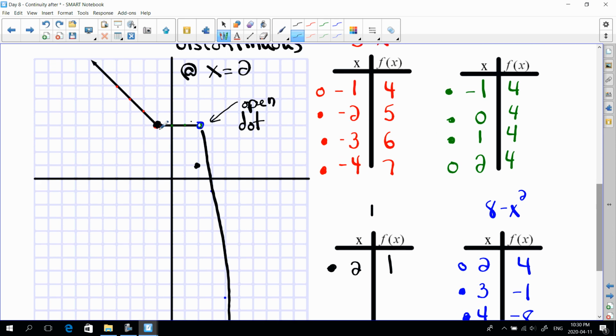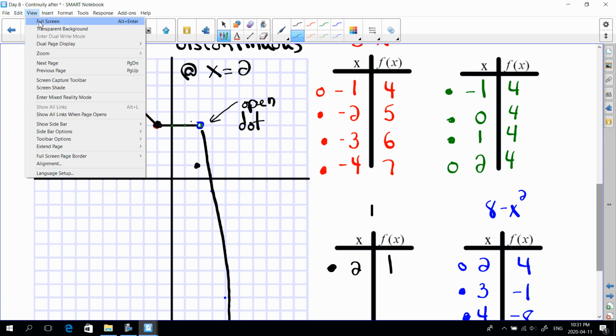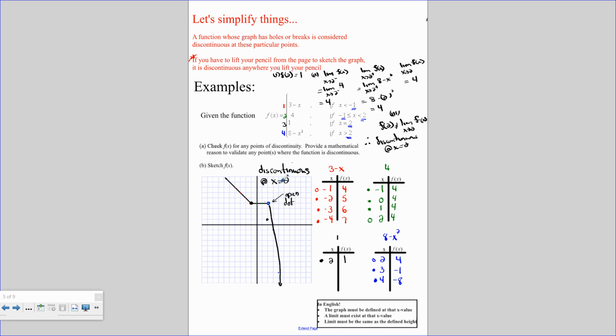Discontinuous at x equals 2. I can't draw this curve without lifting my pen at this x value. What is that x value? That's an x value of 2. So we say it's discontinuous at x equals 2. So I go full screen on that. There it is. Okay, that should help with your assignment.